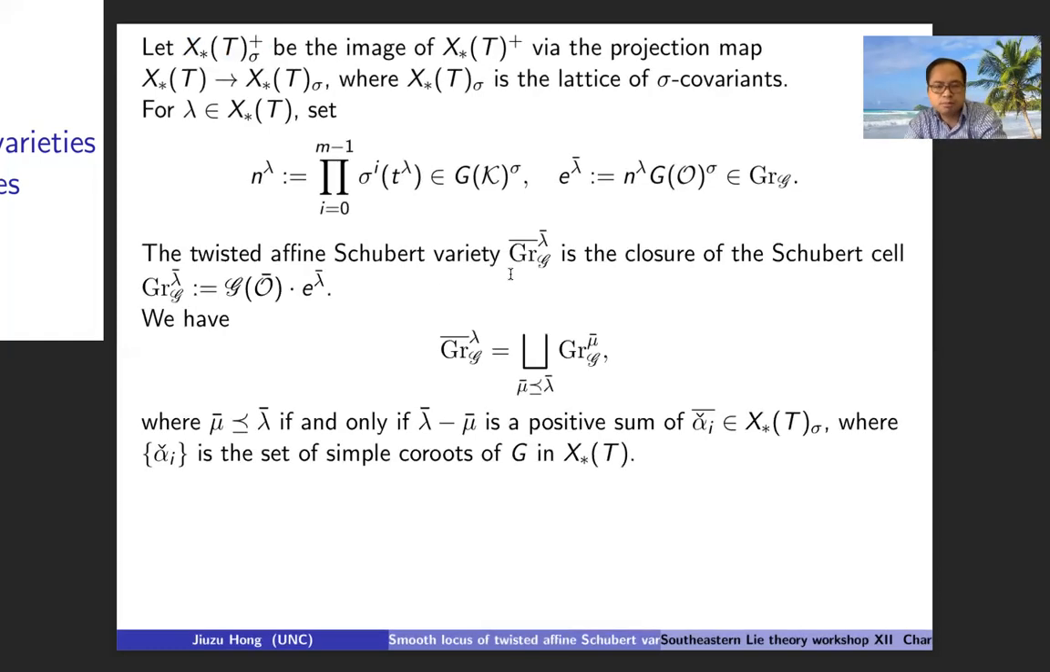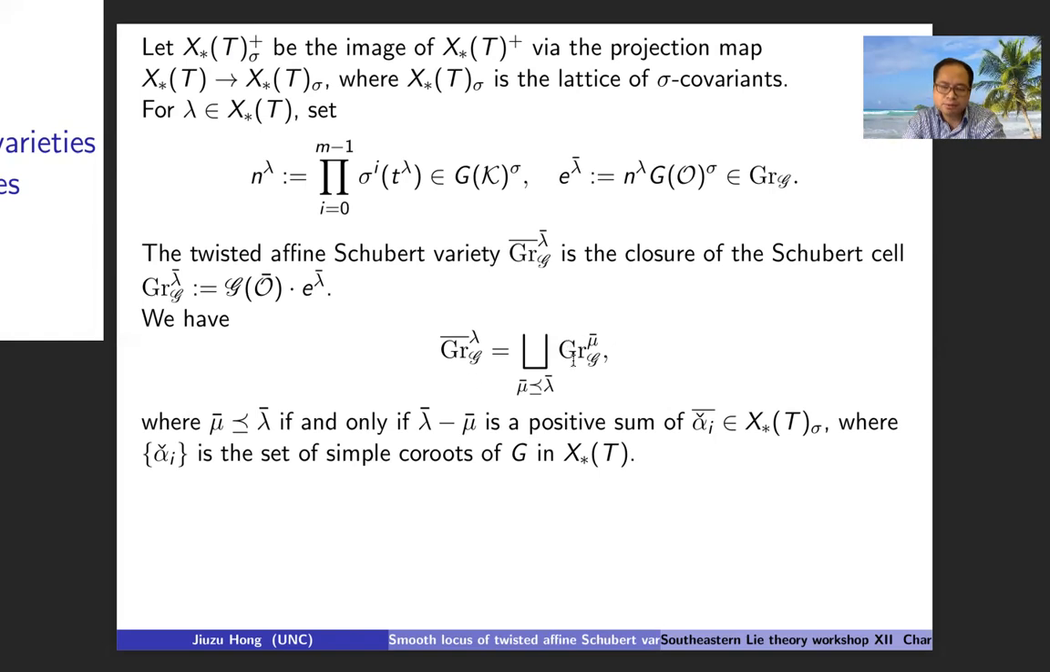Then the twisted affine Schubert variety is the closure of the Schubert cell. And then we similarly have the decomposition. The twisted affine Schubert variety will be a disjoint union of many other twisted Schubert cells, G mu bar, where mu bar is dominated by lambda.